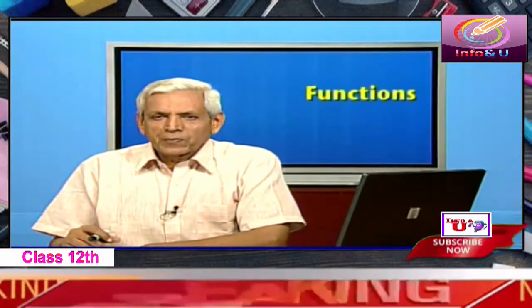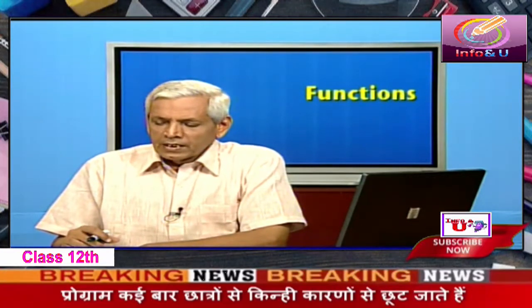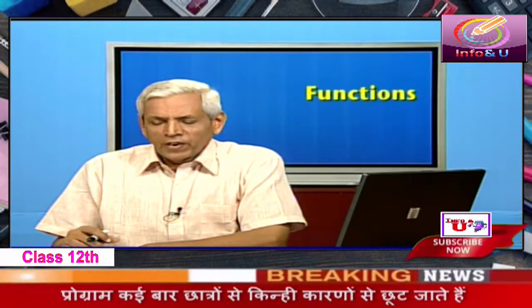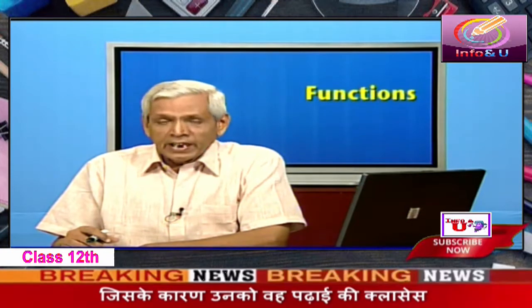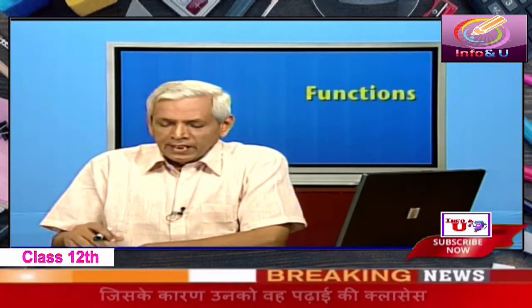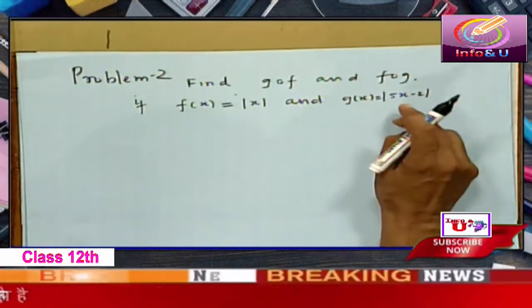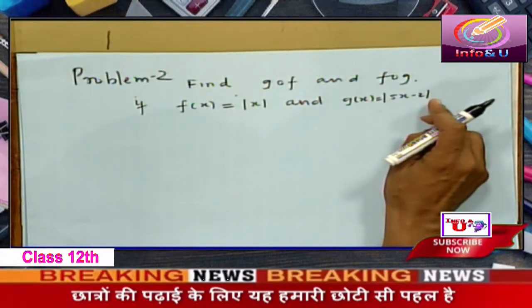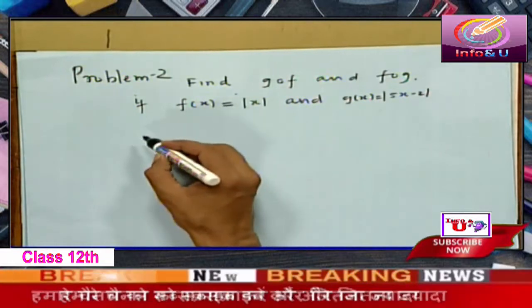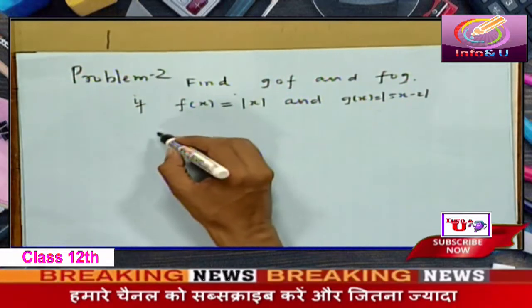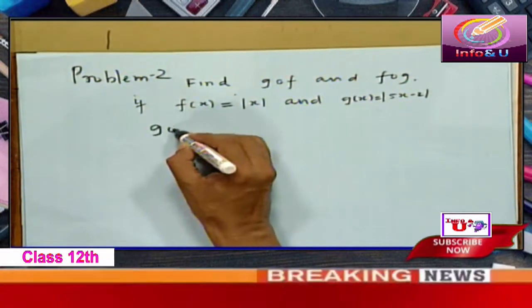Now we take one more problem. Here we have to find both g o f and f o g. f(x) is given to be mod x and g(x) is given to be mod 5x minus 2. So first we find g o f.